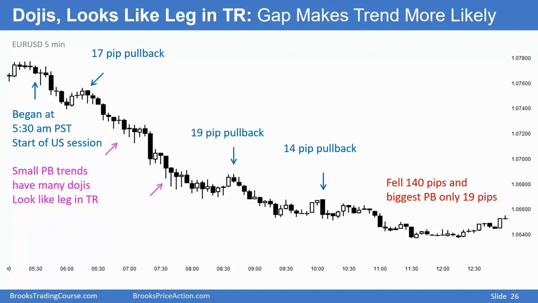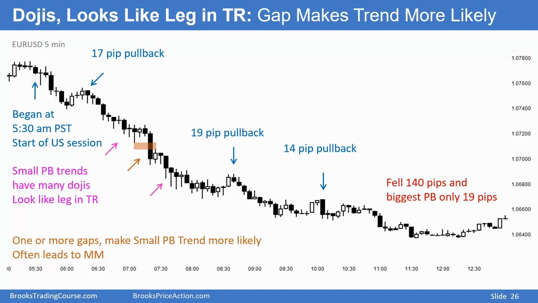Again, lots of dojis. It looks like probably a bear leg in a trading range. But once you start to see gaps, you've got to throw out that idea of a bear leg in a trading range. And instead, you have to assume small pullback bear trend and that we're going to work lower.